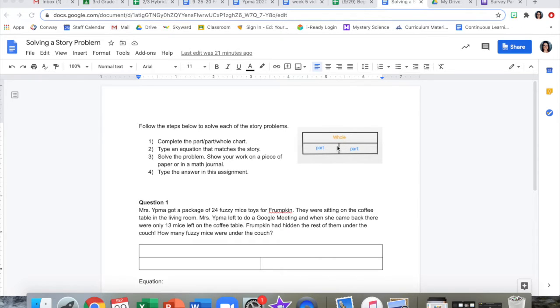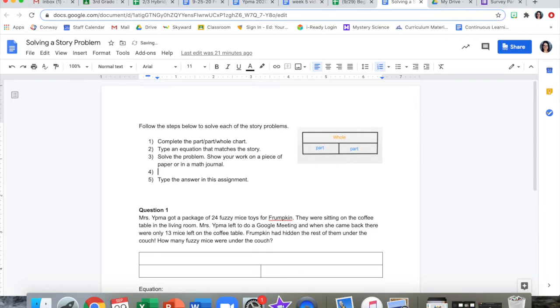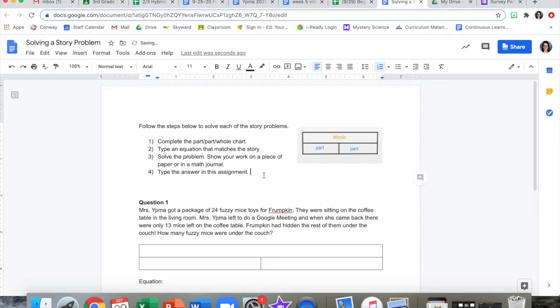So I just told you a story problem about my cat Frumpkin, and now it's time for you to solve it as part of your assignment today. This looks very similar to your assignment you did yesterday because it has the same steps. You're going to do the part whole chart to visualize what's happening in the story. Write your equation that matches the story. Solve the problem. You're going to show your work, but I'm actually going to add one more step here. I'll put it at the end.